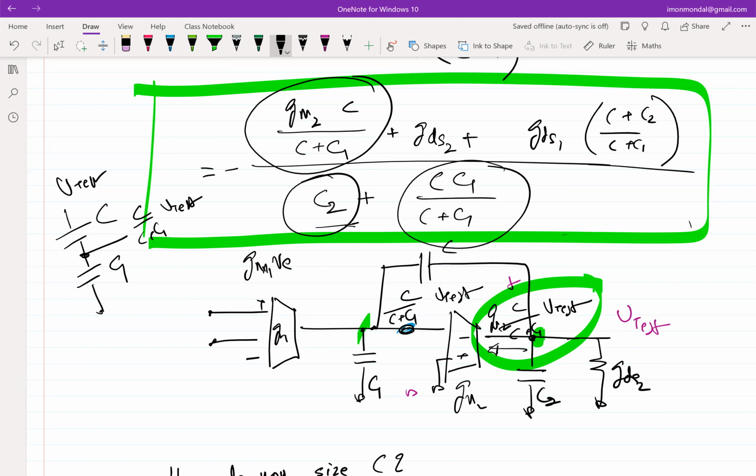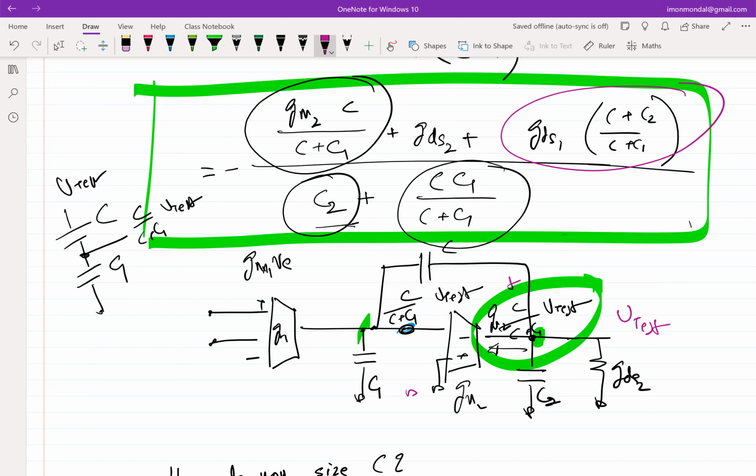Okay. And again, you have a pesky term here, which doesn't have too much relevance. But again, looking at the numerator, which term do you think is the dominant one? Assume C and C1 of similar order again. The GM2 by C plus C1 becomes the dominant term, right? So your P2 now is effectively a function of GM2.